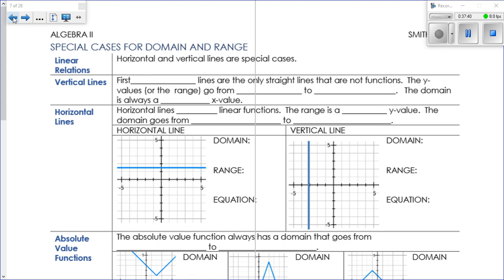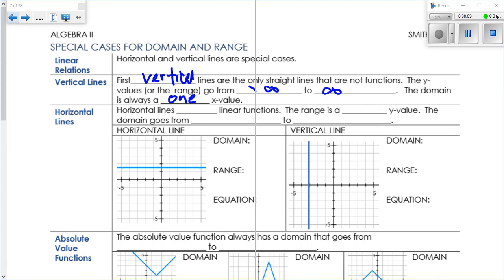So first, vertical lines are not functions. They have so many repeating x values. The vertical line itself tells you, point in case, that it's not a function. The y values, or the range, go from -infinity to +infinity. But the domain is always just one x value.